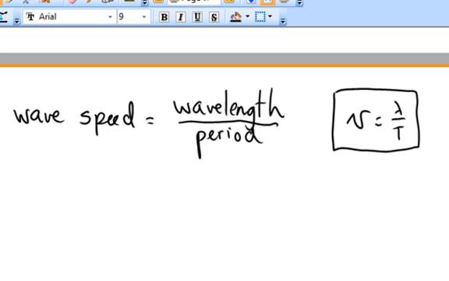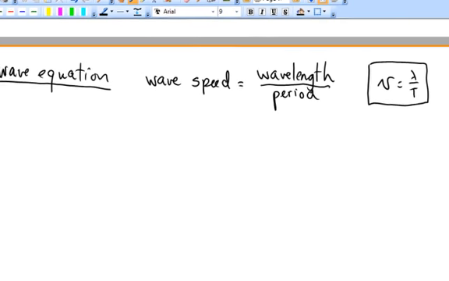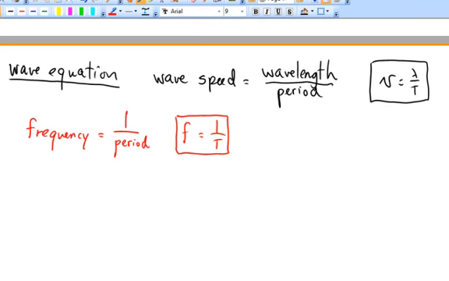This is going to be one of the important equations that you use when you deal with waves. But there's a reciprocal relationship between frequency and period. That's going to be another important relationship. Frequency is the reciprocal of the period. Again, when we say frequency, we're talking about the number of vibrations per second, whereas the period is the number of seconds per vibration, how much time it takes for one vibration.